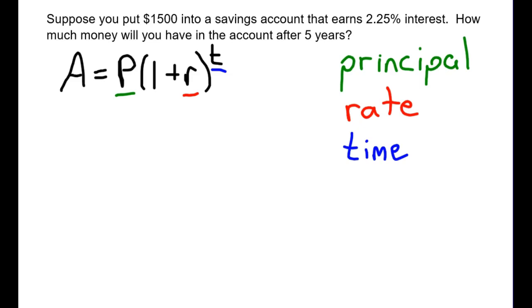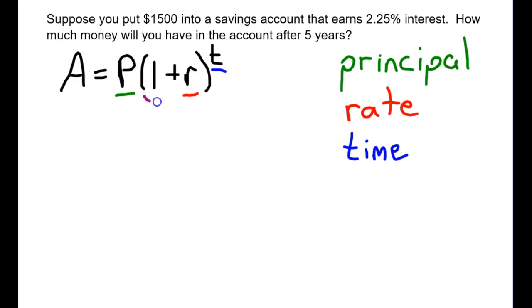P stands for the principal amount or the initial amount. R is referring to our rate. We have to take that percentage, convert it to a decimal when we plug it into this formula. And then T is referring to time. It's always going to be in years unless we specify otherwise.